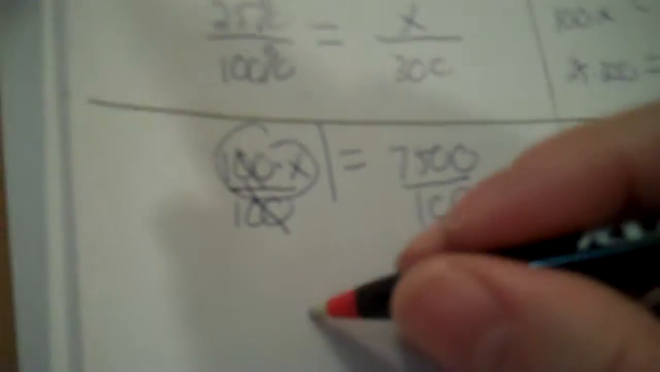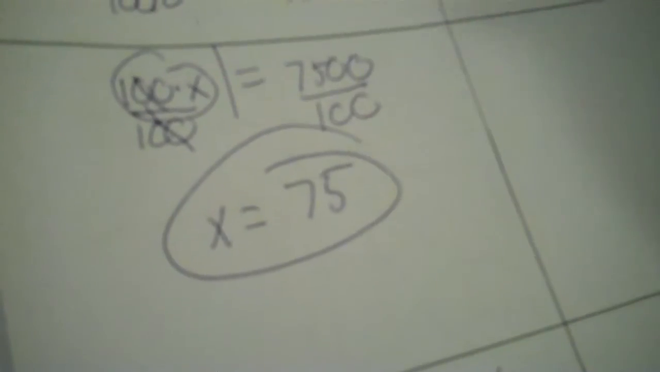Okay, then we're going to get rid of the times 100 with a divide by 100. And now x is by itself. So I take 7,500 divided by 100, and I get 75. So that's your answer. That's 25% of 300 would be 75. If you want to put a 75 up there, that's fine.